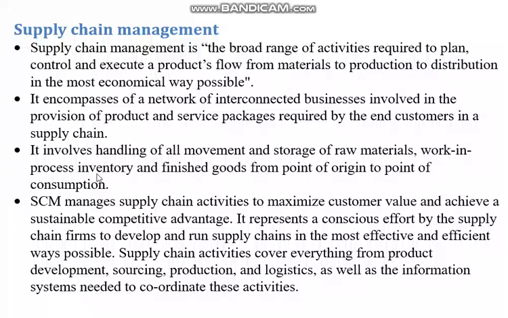Work in process inventory means it may be in the semi-finished state, at a different stage of how much work is done. Till the final work is done, it is in the semi-finished state, or you can say work in progress inventory. And the third thing is the finished good. From the point of origin to the point of consumption. The raw materials also move from the point of origin to the point of consumption, and also the finished goods.